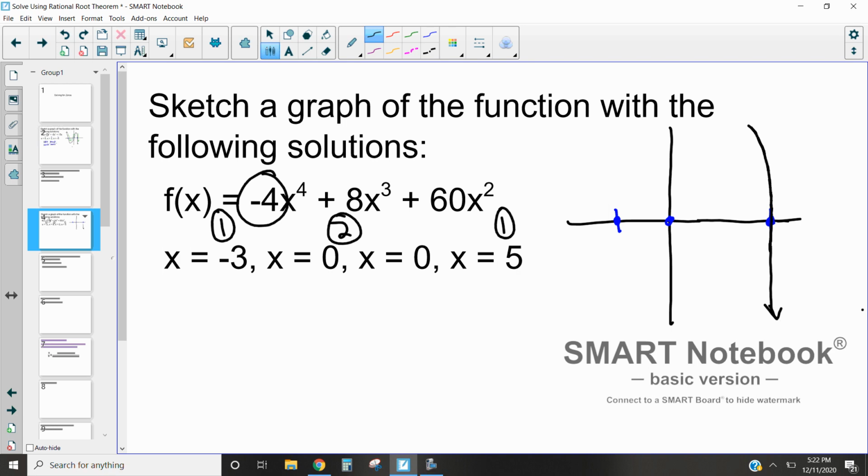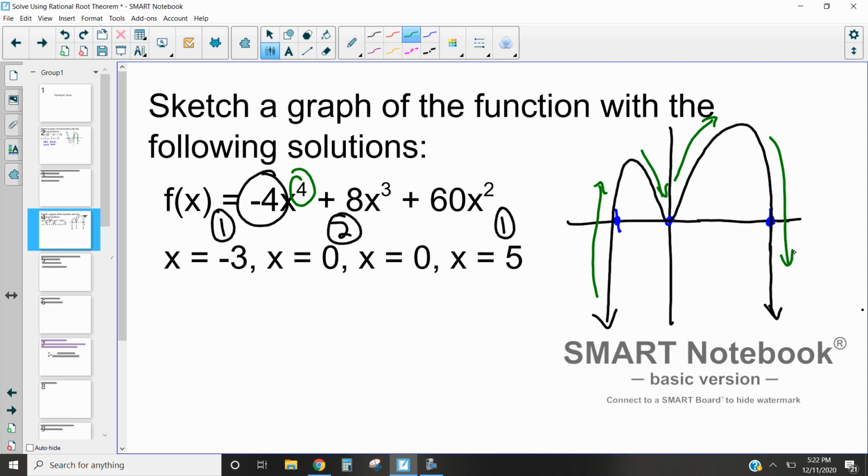So we're going to come up, we're going to go down, but instead of going through this, we're going to bounce and then come back through. And again, this one makes sense because we have a degree of 4, which means it's quartic. It's going to go up, down, and with those 4 motions, we know that it's a quartic function. So that's how it's going to work when we're sketching these graphs.